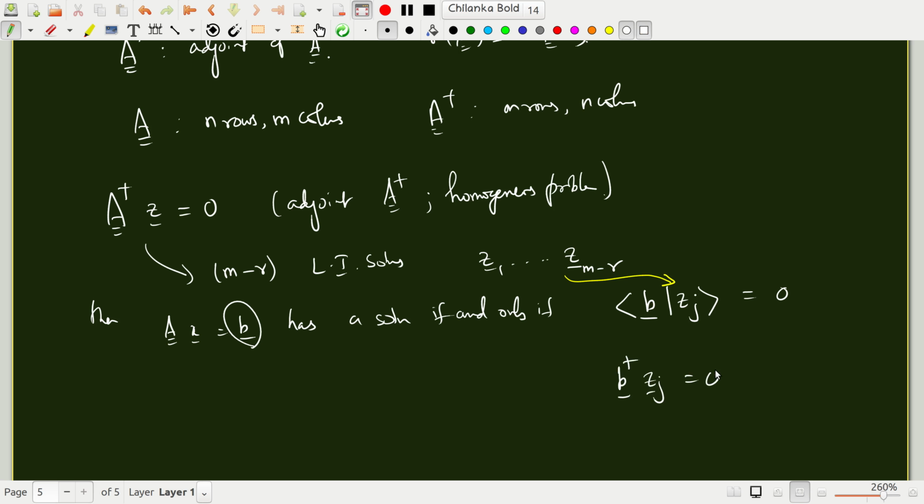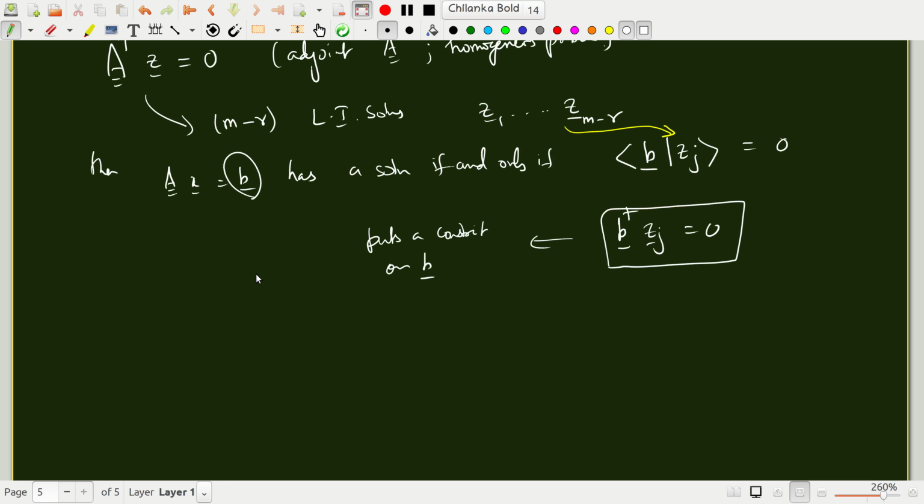This condition puts a constraint on B. If the homogeneous problem has only the trivial solution, this is always satisfied. That means your Ax equal to B has a unique solution.